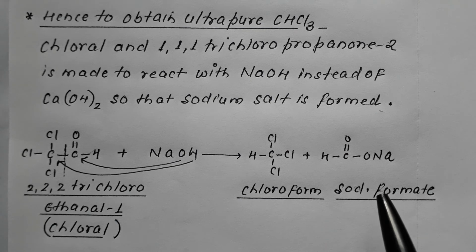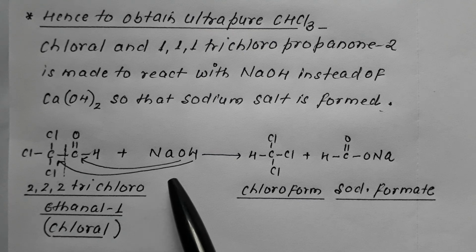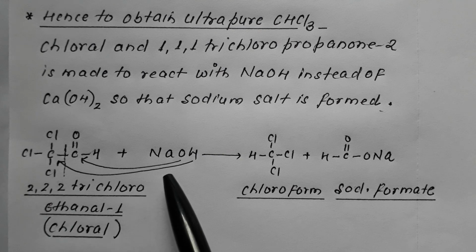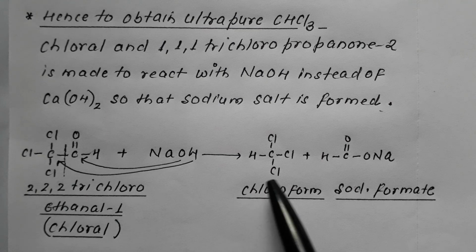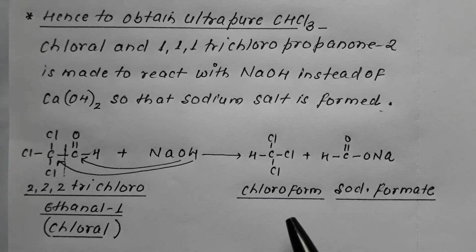Calcium formate was soluble in chloroform, but now we are getting sodium formate, which is insoluble in chloroform. Therefore, it does not contaminate the chloroform. So what we do, we make this chloral react with NaOH instead of calcium hydroxide, and when this chloral is made to react with NaOH, this carbon bond breaks, this H comes over here converting into chloroform and sodium formate. This compound is ionic, completely insoluble in chloroform, and does not contaminate chloroform.